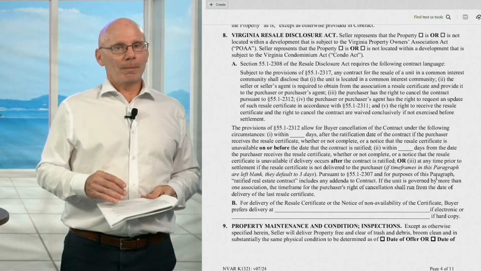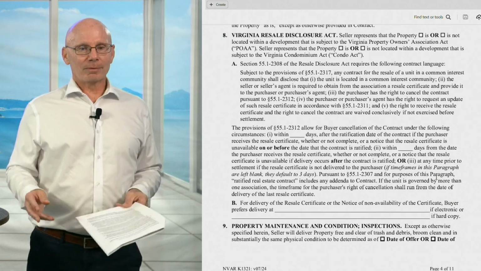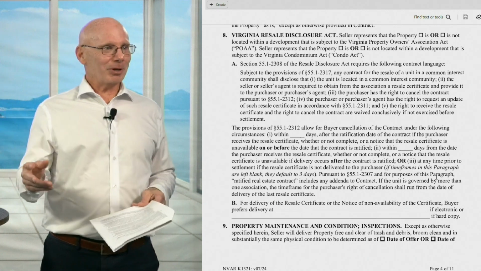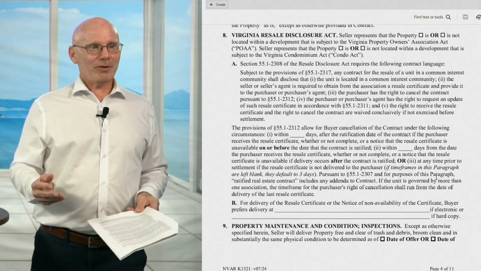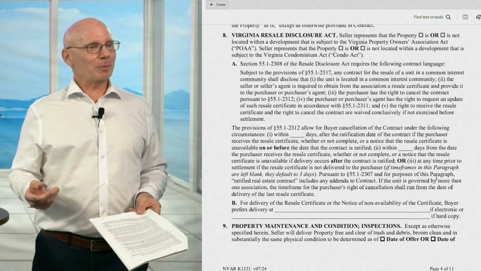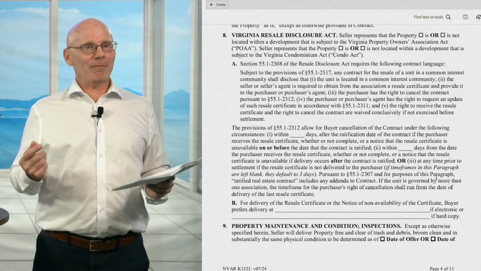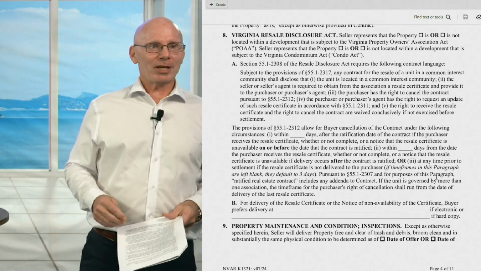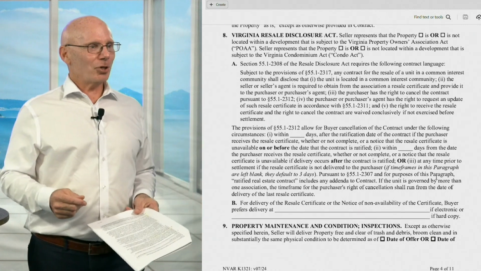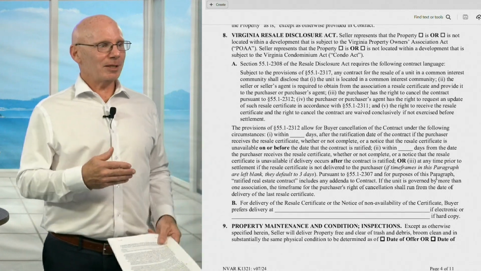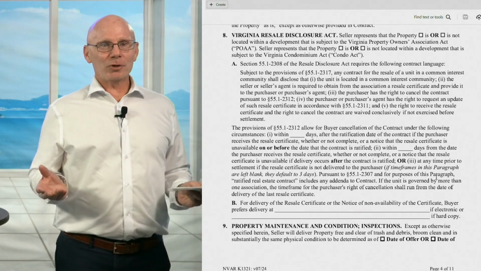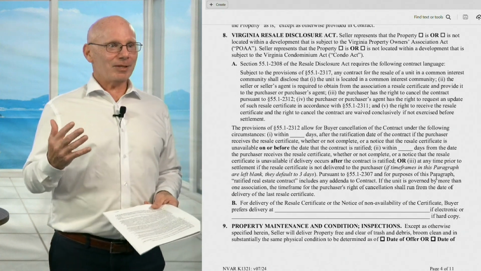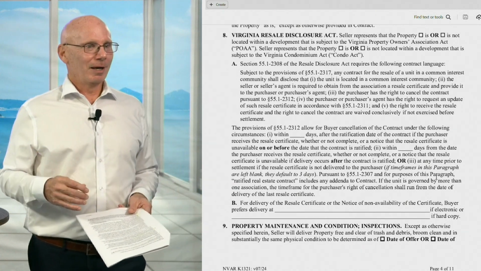Just the other day, I'm not calling anybody out because they're not here, somebody got the resale certificate and it went to their spam folder. 5 days later, they called the listing agent and said, hey, we haven't received the HOA package yet. What do you mean? I sent it. They found it in their spam folder. 5 days it had been sitting in there, okay?